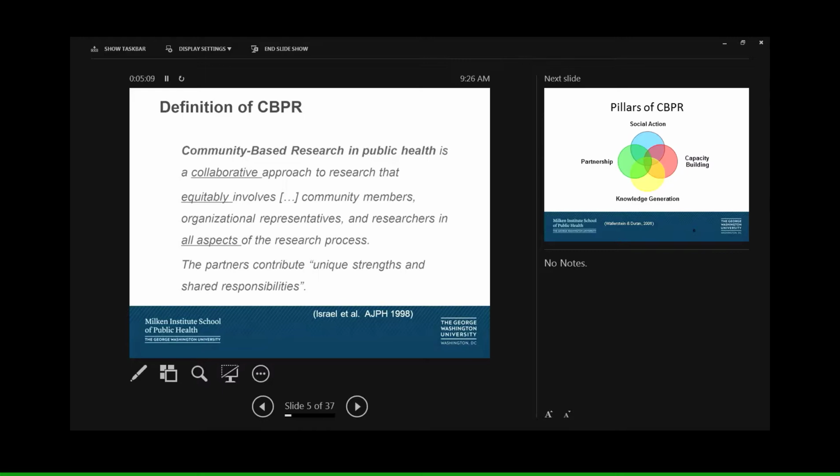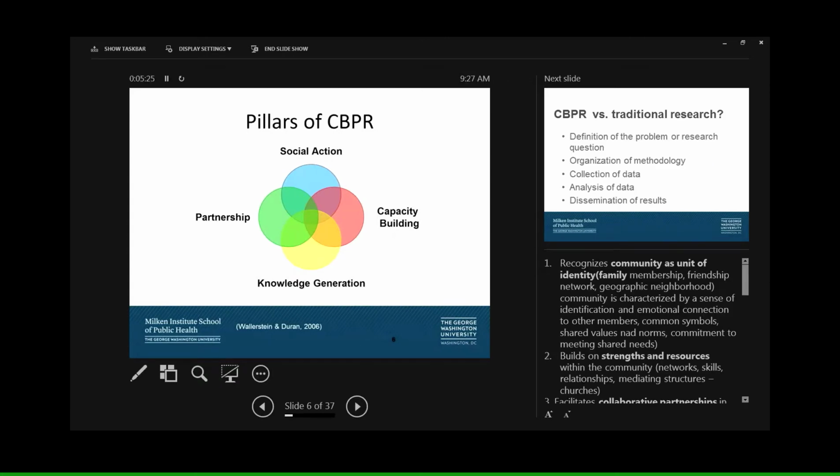CVPR is like a larger umbrella, but includes perhaps other terms that you might have heard, like participatory action research or feminist studies. But they all have similar pillars that are based on social action, partnership, knowledge generation, and capacity building.